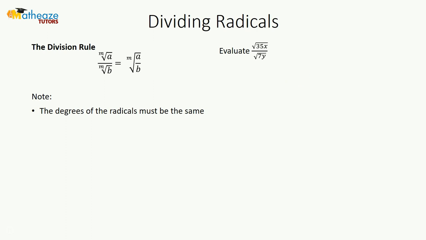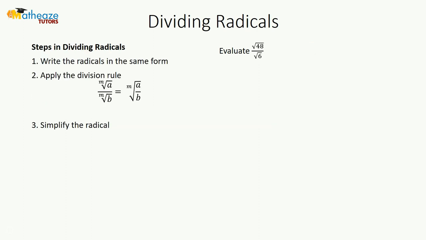What about this one here? We have the square root of 35x as the numerator and the square root of 7y as the denominator. So what that means is we can have the square root of 35x divided by 7y, which is the square root of 5x over y as well. Now let's apply this to radicals.